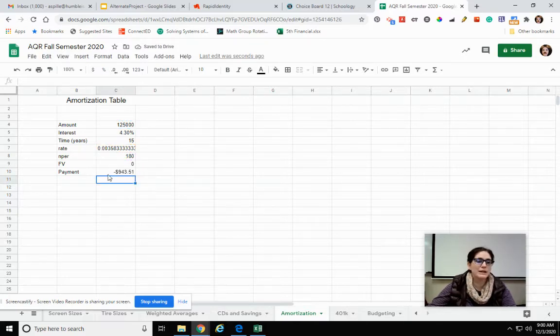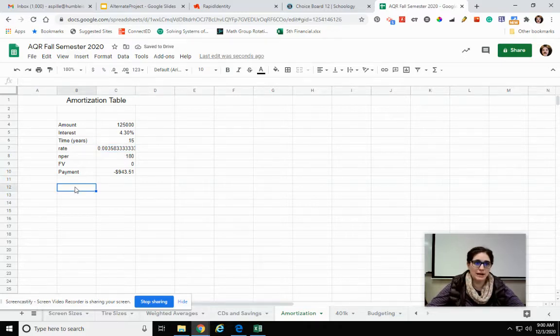So my payment every month is going to be $943. Now, if I financed it over 30 years, my payment would be $618 a month. But I would also pay a ton more in interest. So I'm going to leave that there.